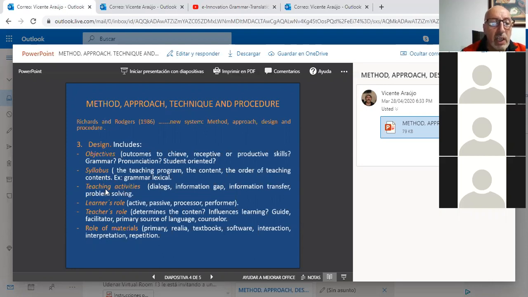The design also includes teaching activities. First, objectives. Second, syllabus. Third, teaching activities. That's included in the design. What are teaching activities? Those are strategies that the teacher can make use of to teach something. For example, dialogues or information gap.